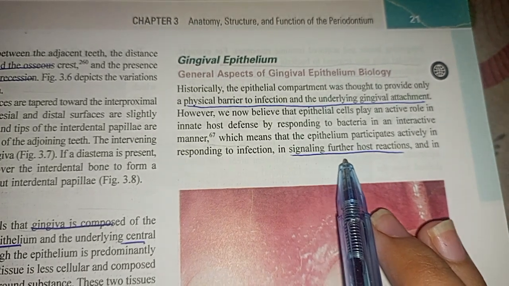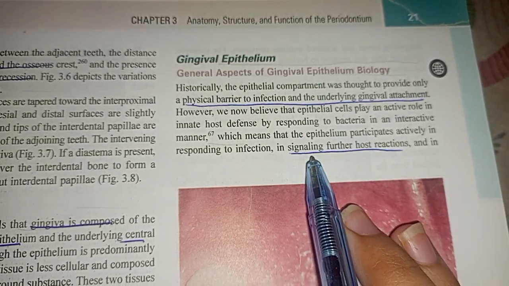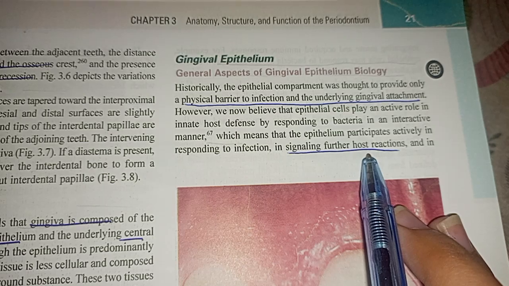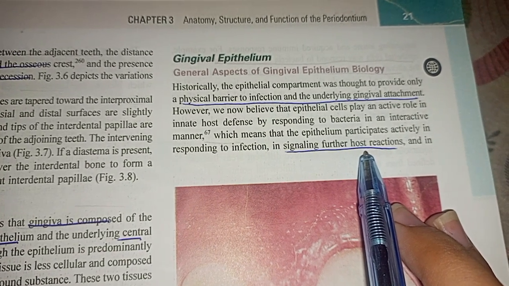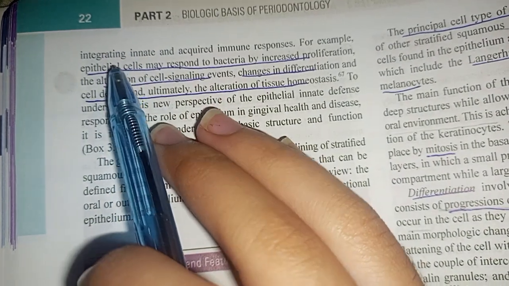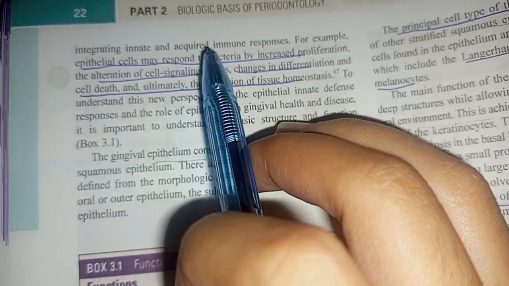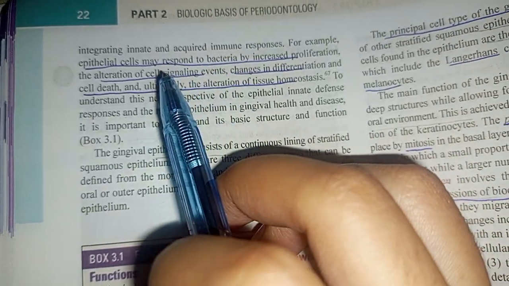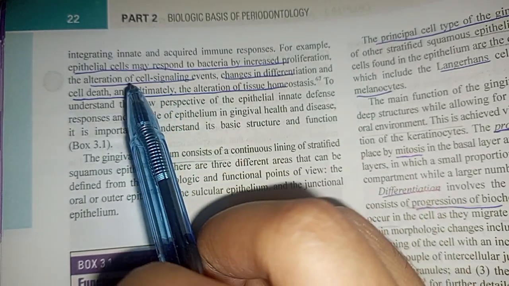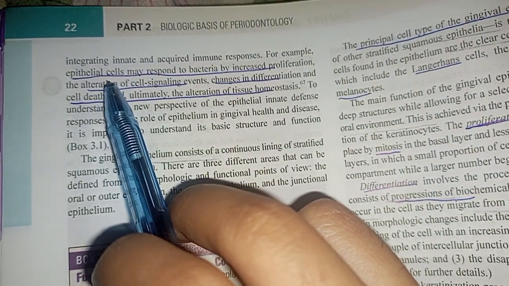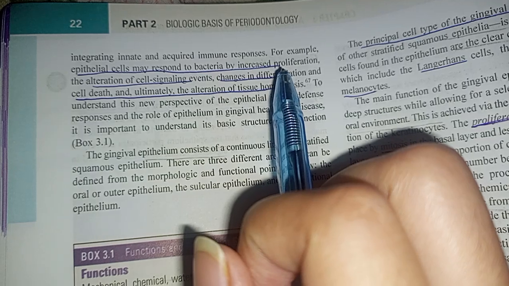The next is signaling further host reactions, meaning it will activate other host reactions or cells in the body to protect the gingiva from any harmful pathogens. And next we have integrating innate and acquired immune responses. For example, epithelium cells may respond to bacteria by increased proliferation. The epithelium cells will start their division, proliferation.